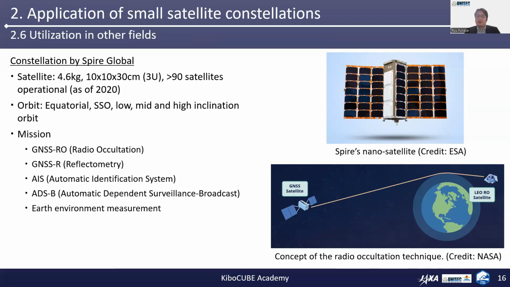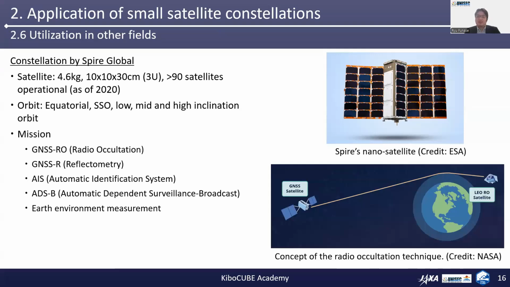GNSS-RO, radio occultation, is a method of estimating the temperature, pressure, and humidity of the atmosphere that causes the delay or refraction of signals sent by GNSS satellites as they pass through the Earth's atmosphere. A wide range of data can be obtained by observing the GNSS satellites in various positions between the GNSS satellites and the satellites in the constellation.